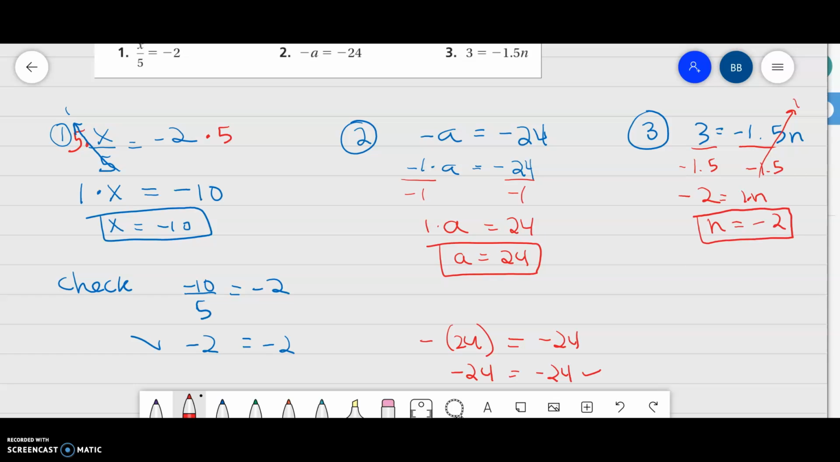And if we substitute that back into our original equation as a check, our original equation was 3 equals negative 1.5 times n, and I'm going to substitute that negative 2 in where the n was. So 3 equals negative 1.5 times negative 2, which is indeed a positive 3, and negative times a negative is a positive. So that works out.